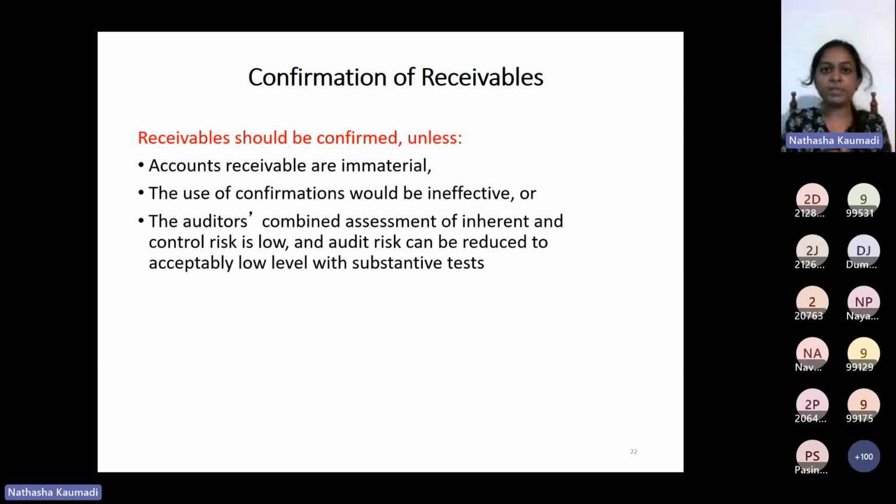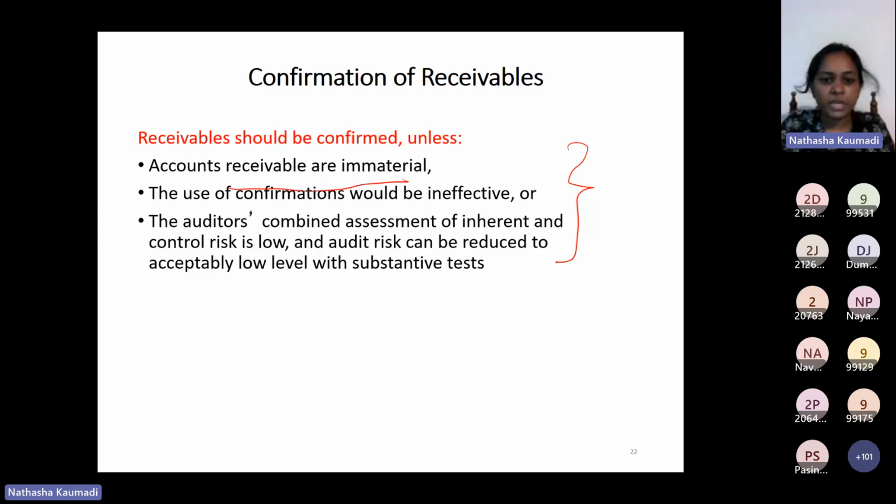We are getting the confirmation from a third party. We are not just inquiring the management. Now, receivables should be confirmed like this, unless, in these three situations, sometimes we are not calling confirmations. Why? What are those situations? Accounts receivables are immaterial. The balances are very small, no point of calling confirmations. In that case, you don't have to call confirmation.